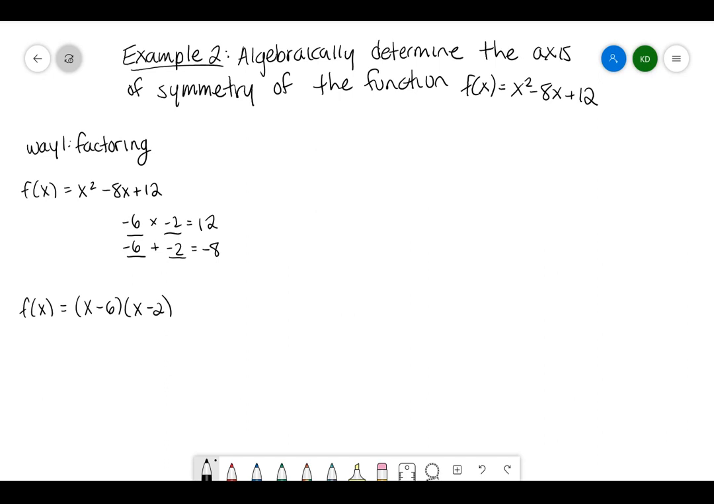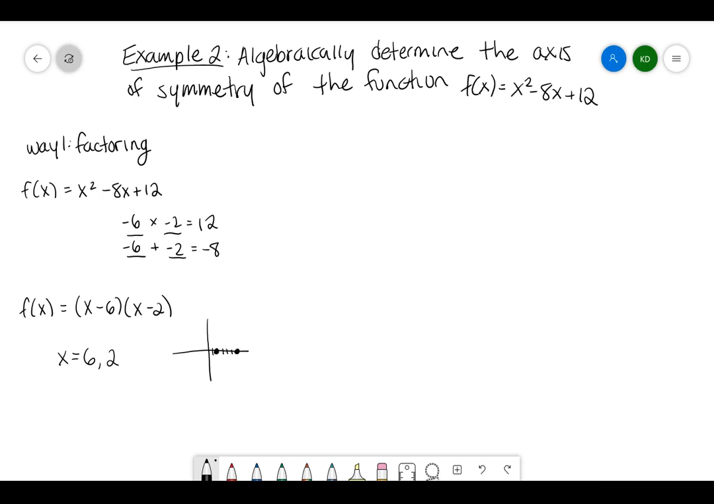This is going to allow me to find the x-intercepts. So the x-intercepts of this function are going to each come from each factor. So I'll have one x-intercept at +6, and I'll have another one at +2. Now that I know where the x-intercepts are, and again, just giving us a visual of what this means, I have an x-intercept here at 2, 3, 4, 5, and another one at 6.